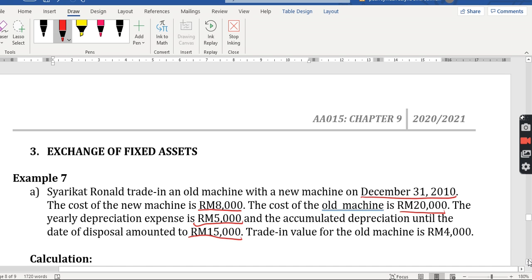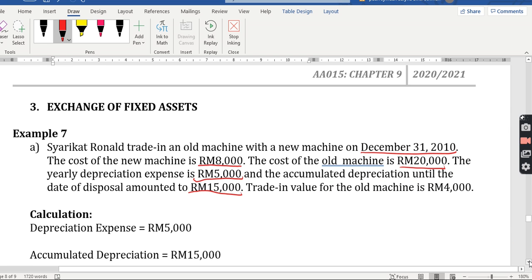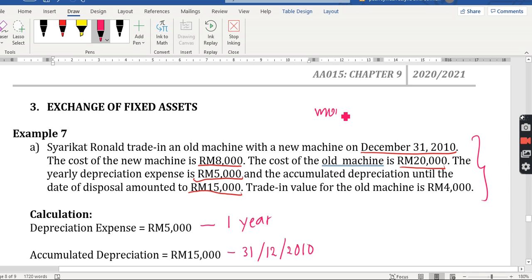So how do I record the transaction? First of all, you are already given the depreciation expense 5,000, and you already have the accumulated depreciation that is given to you until 31st of December 2010, 15,000. So for 1 year, this is 5,000. But as you can see in the question, it is silent. It doesn't mention whether they are using monthly basis or yearly basis. So this is actually monthly basis.